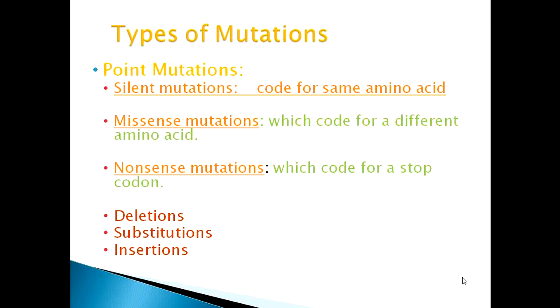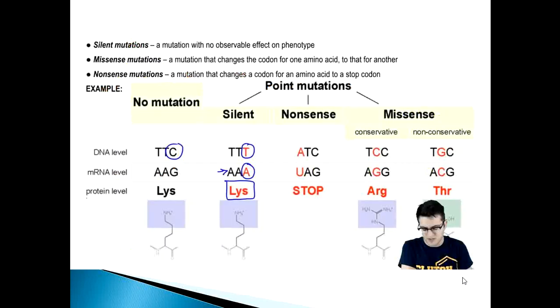There are different types of point mutation: silent, that codes for the same amino acid; missense, that codes for a different amino acid; and nonsense mutation, which codes for a stop codon. Others include deletion, substitution, and insertion. They cause frameshift mutations.